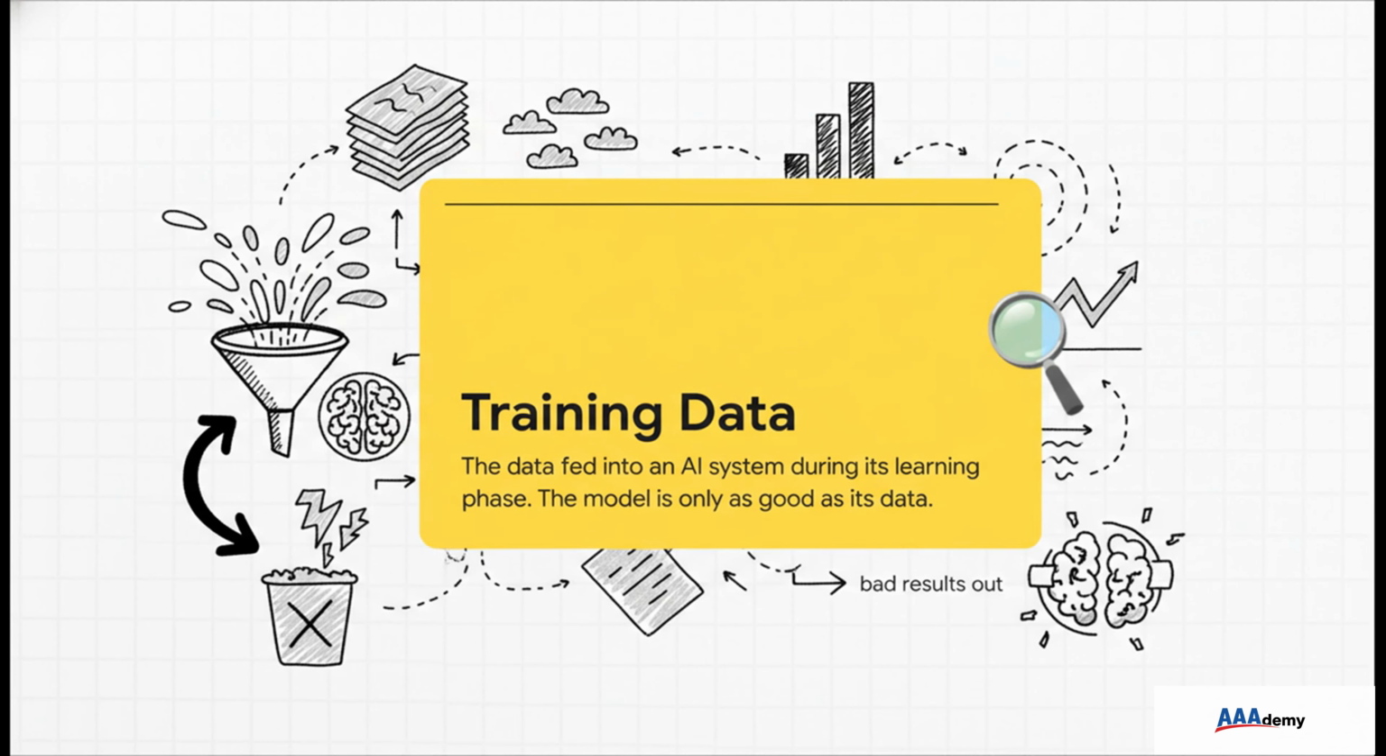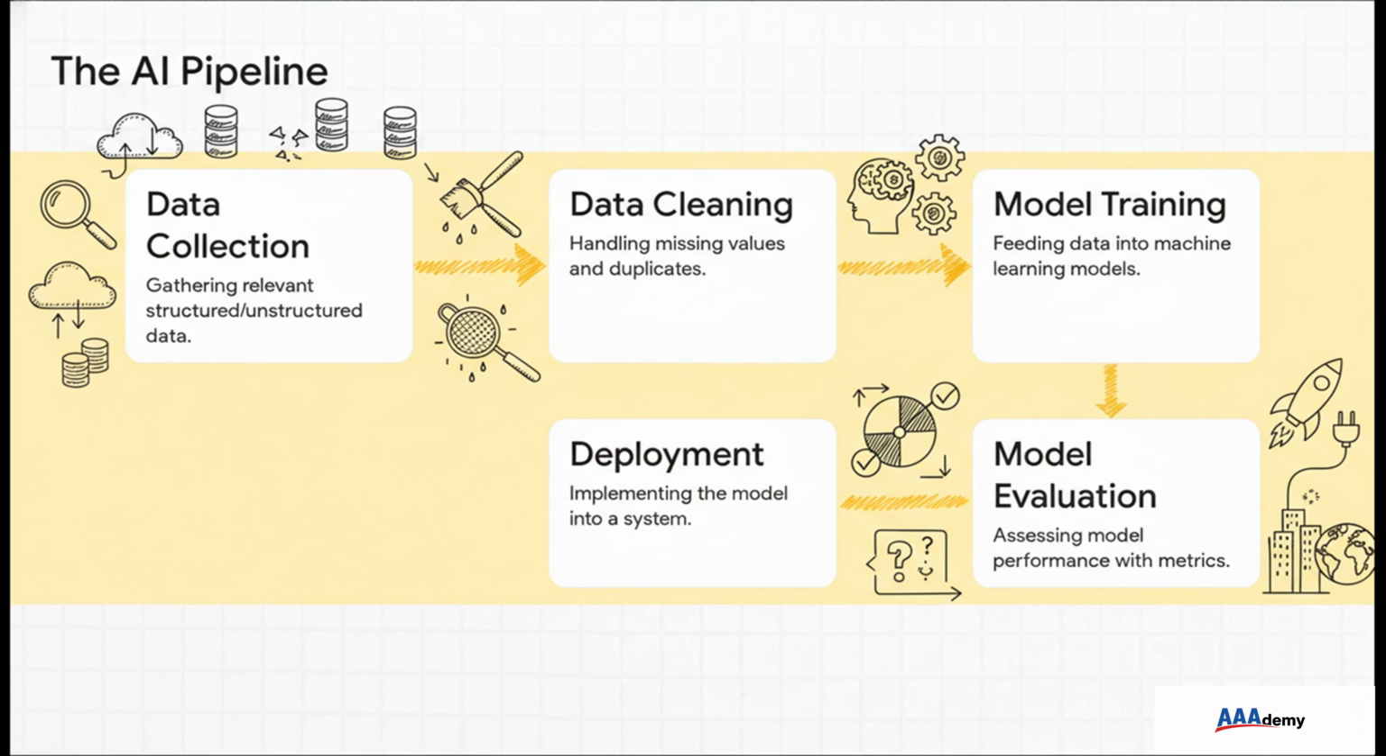This is the fuel for the whole engine. It's all the information, the pictures, the text, the sales numbers, you name it, that we feed into the algorithm to teach the model. And listen, this part is so important. An AI model is only as good as the data you train it on. If you put garbage data in, you're going to get garbage results out. Simple as that.